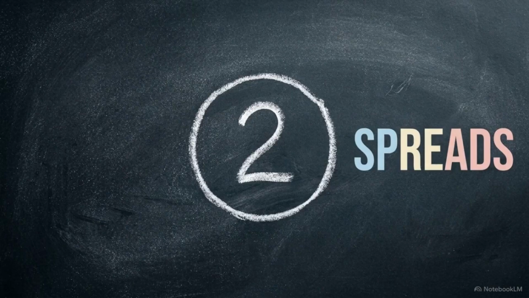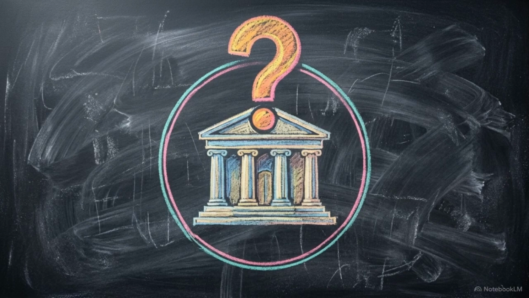For the second part of your baseline test, let's look at spreads. Which specific spread isolates minimal credit risk and is used to measure the overall health of the banking system?